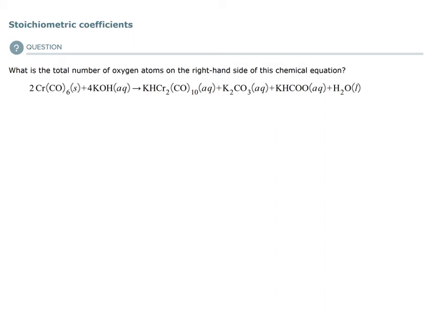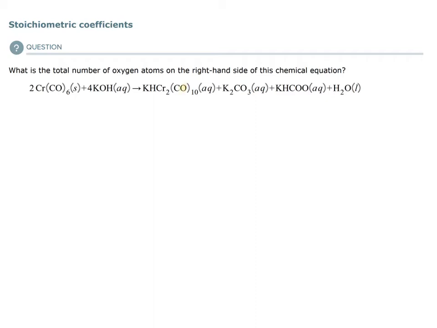What is the right-hand side of the chemical equation? Well, it's going to be everything to the right of this arrow here, this yield sign. So this is the left-hand side of the chemical equation. This would be the right-hand side. And the atoms that we are looking for in particular are oxygen atoms. So let's identify all of the oxygen atoms.